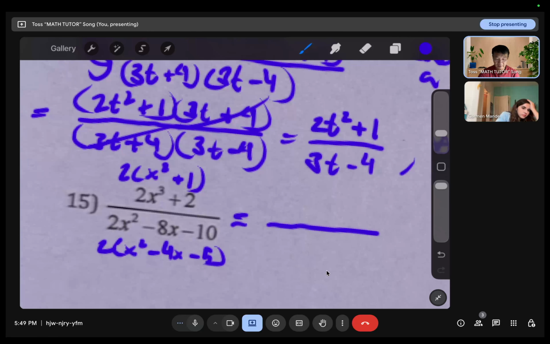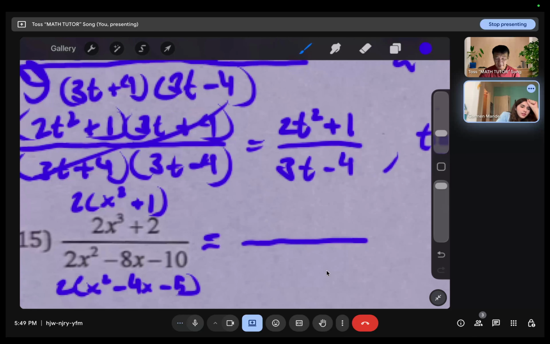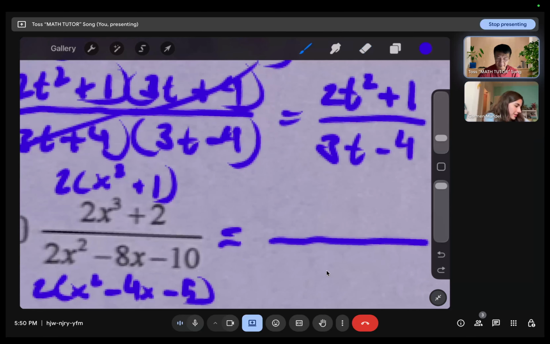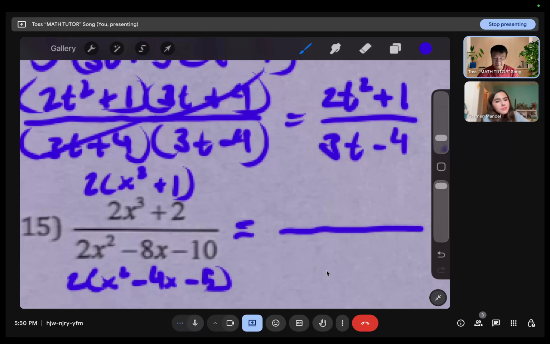With the x squared and then the 1. Wait, not squared, cubed, right? It's still cubed. Do you want to look at the problem again? No, I get it. It's cubed. It's still cubed. It's just x cubed because I just factored out 2. So what you have left is still going to be x cubed and 1.